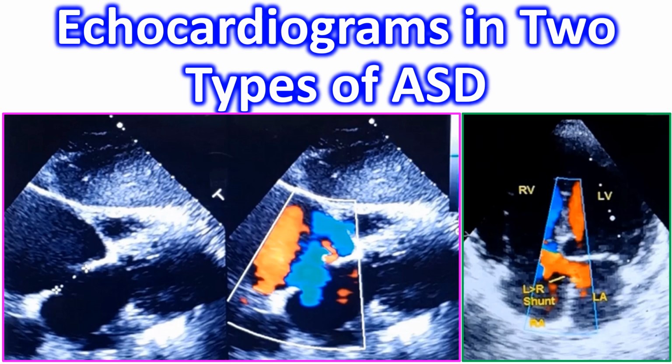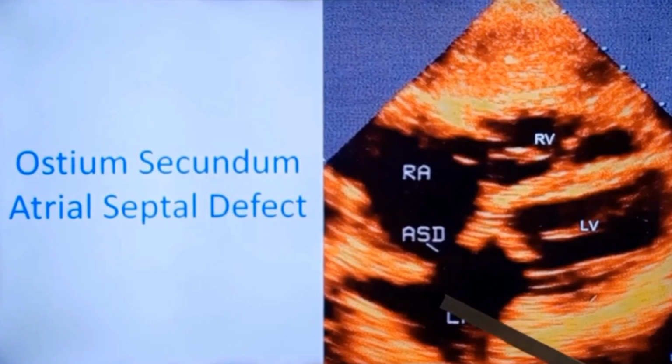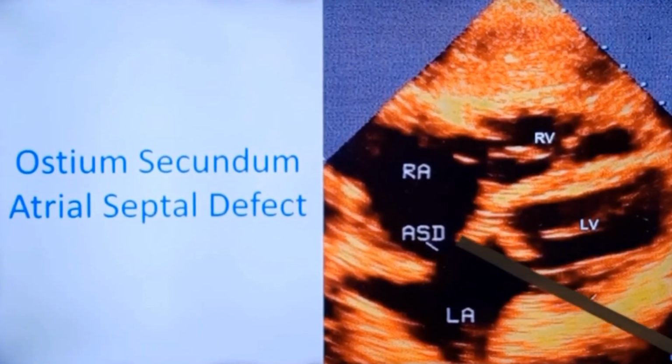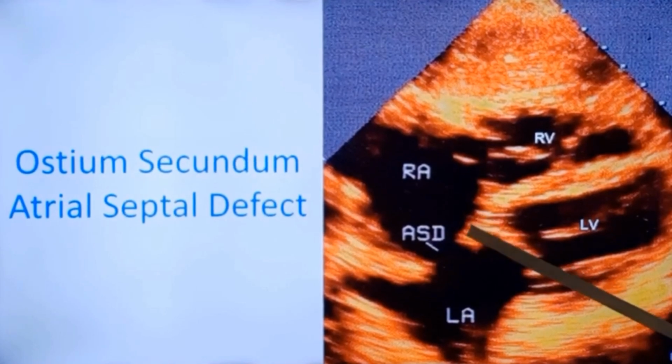Echocardiogram in two types of atrial septal defects, that is secundum ASD and ostium primum ASD. This is an echocardiogram in ostium secundum ASD. You can see that the defect is in the middle of the interatrial septum.